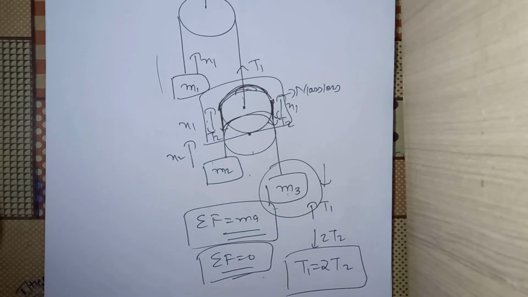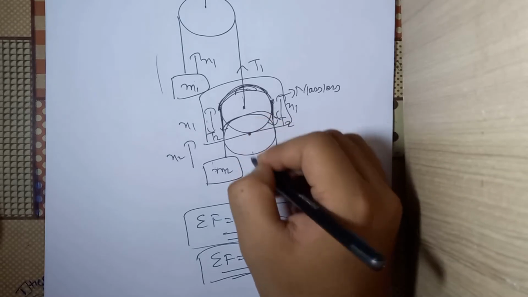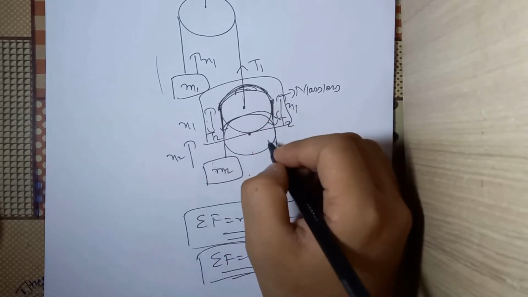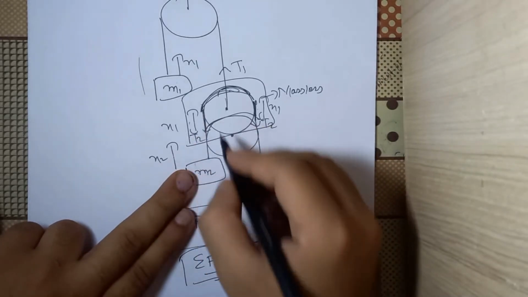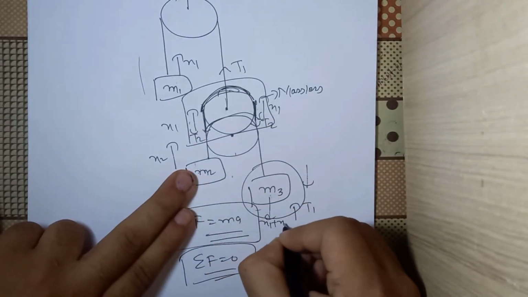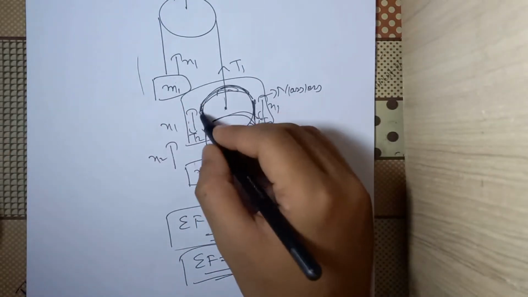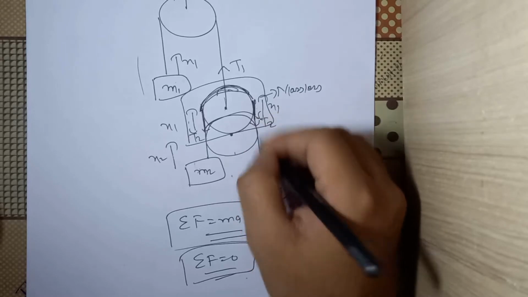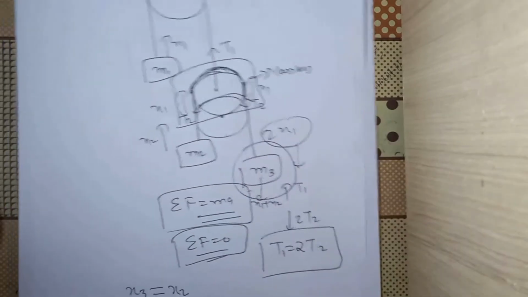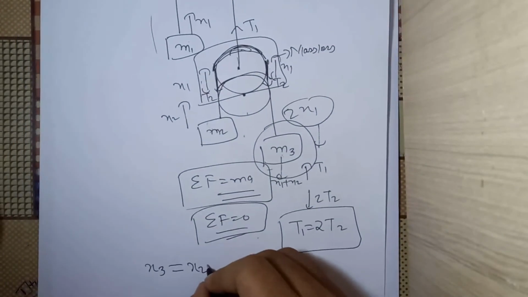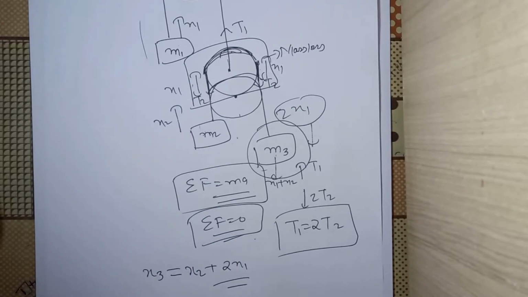So if the center of the pulley was moving by x1 downwards, these two ropes were actually winding up. So you could see that m3 has to move by a distance of x1 plus x1, because this part of the rope and this part of the rope will both add up to this length, and m3 has to move downward by a distance of 2x1. So I can write that x3 is equal to x2 plus 2x1.